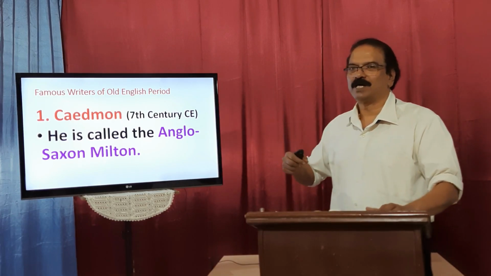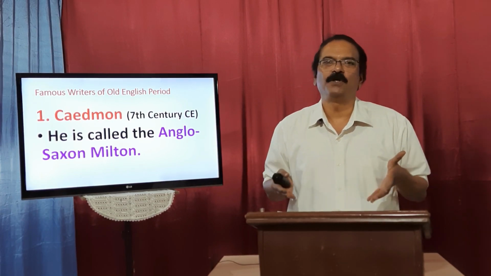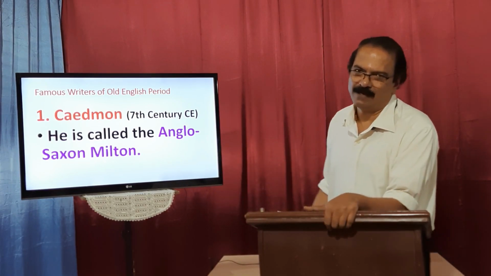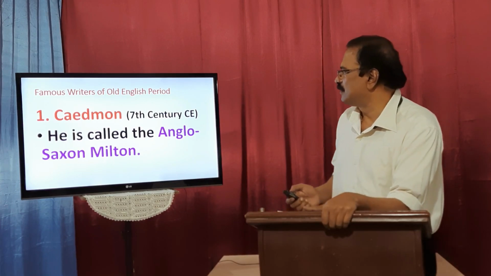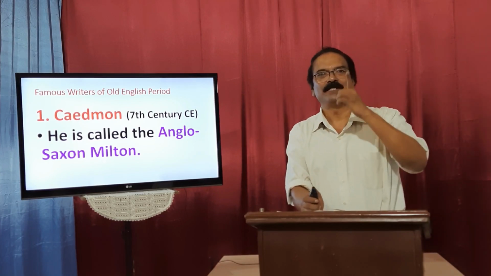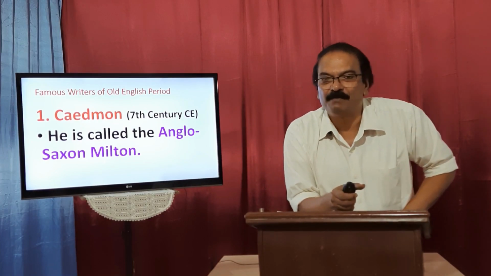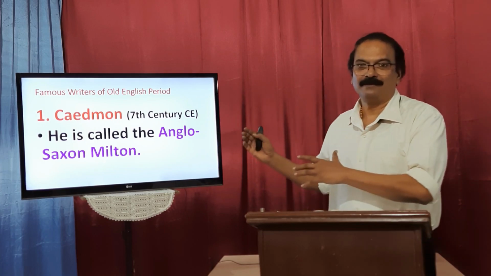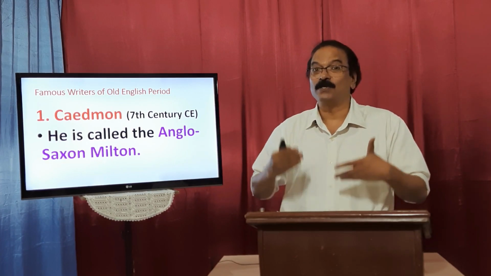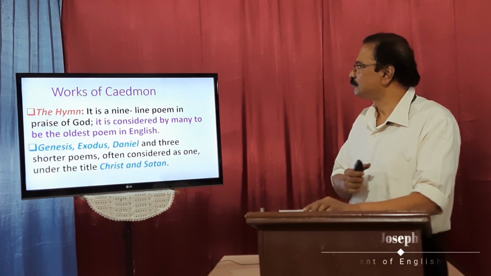Now, we come to some individual poets, because their works are recorded, and we know who wrote them. Caedmon, 7th century, he lived and wrote, is called the Anglo-Saxon Milton. From the examination point of view, it's very important. Anglo-Saxon Milton. We have a Milton later on in the 17th century, John Milton. But here, Caedmon belongs to the Old English period, and he's known as the Anglo-Saxon Milton. That means he was quite a famous poet of those days.